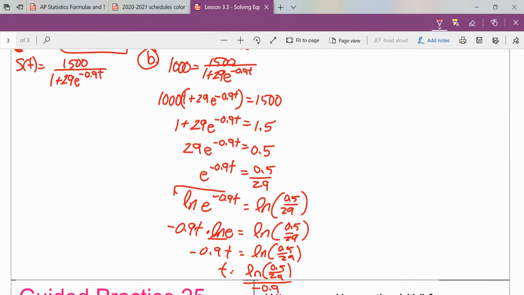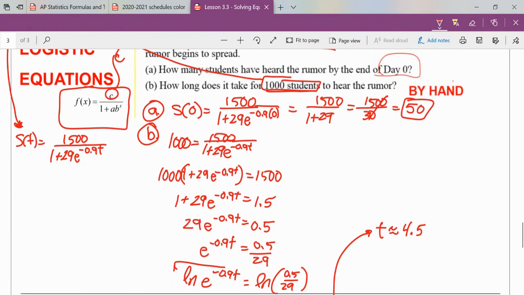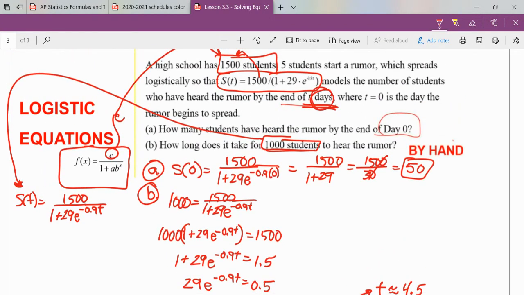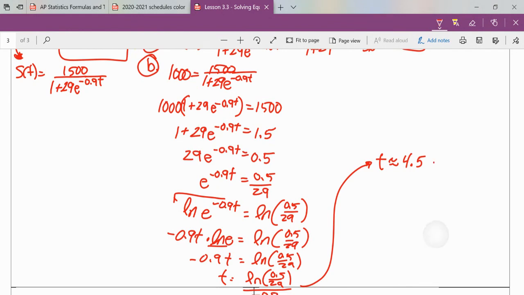So we were actually looking for how long does it take for 1,000 students to hear the rumor. So now we probably do, in context, want to make sure that we type that into a calculator and get an approximate answer. So t, when you do this on your calculator, you can check me on this, but should get about 4.5. So then the question is, what is that t representing? And remember now the t was the days. So in 4.5 days 1,000 students will have heard the rumor.